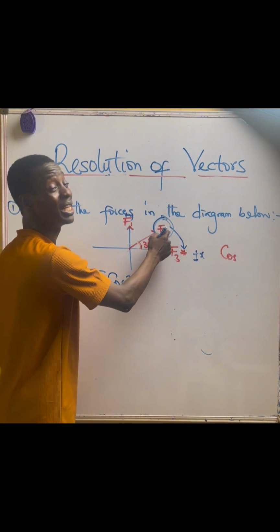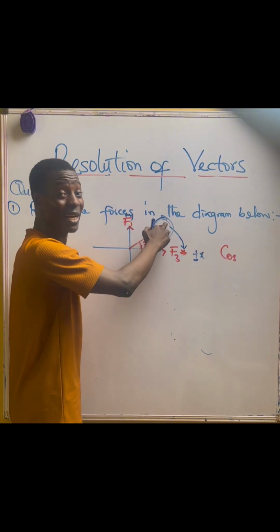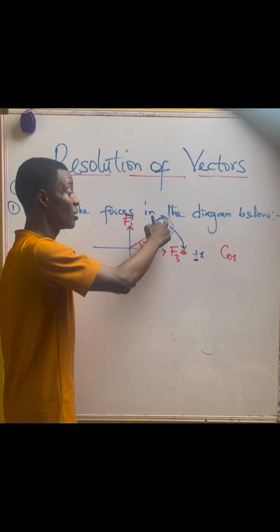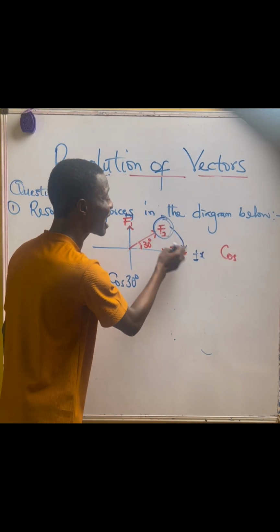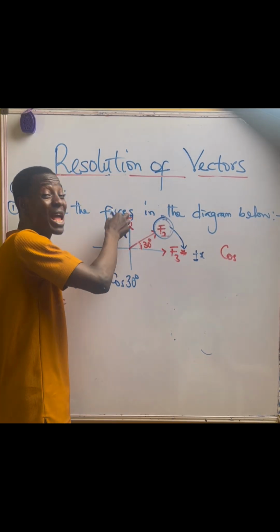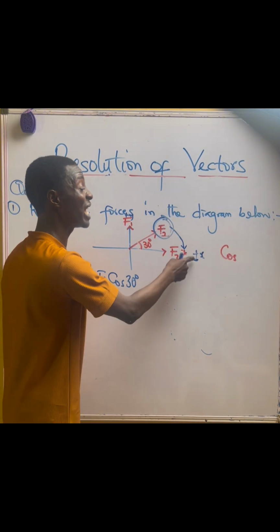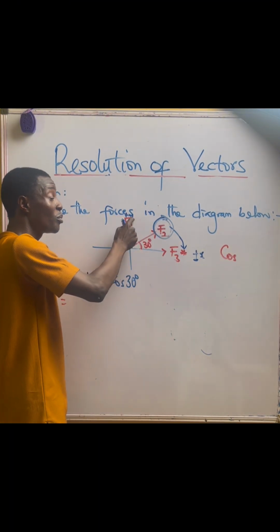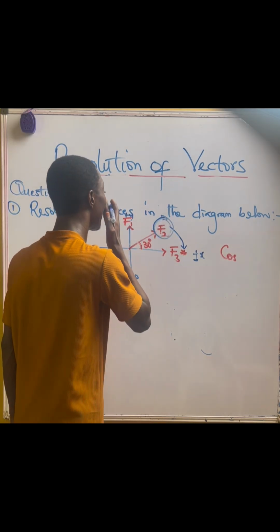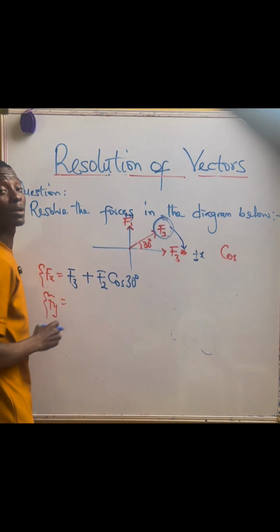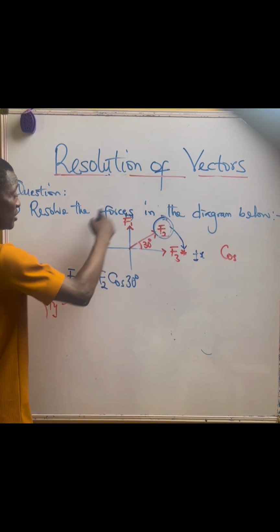Now, you are not done with the F2. Why? Because the F2 is falling on the z-axis. Because it's falling on the z-axis, what will happen? You will resolve towards the x-axis, and you also have to resolve towards the y-axis, which means that it must have two components. It must have a component on the x-axis, and it must also have a component on the y-axis, and it's as simple as that. So what am I going to do? I have to resolve towards y now. So I'm dealing with y.